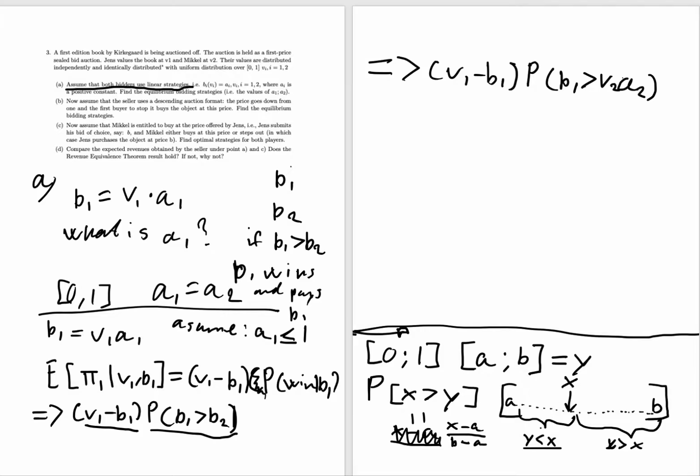So all you're looking for is what is the relative distance from A to X compared to the distance of the entire distribution from A to B. And that is why we get this formula right here for the probability. So now we're going to be using this up here. So we're going to say that we have the evaluation here, V1 minus B1. And then we're going to be using what we have right here.